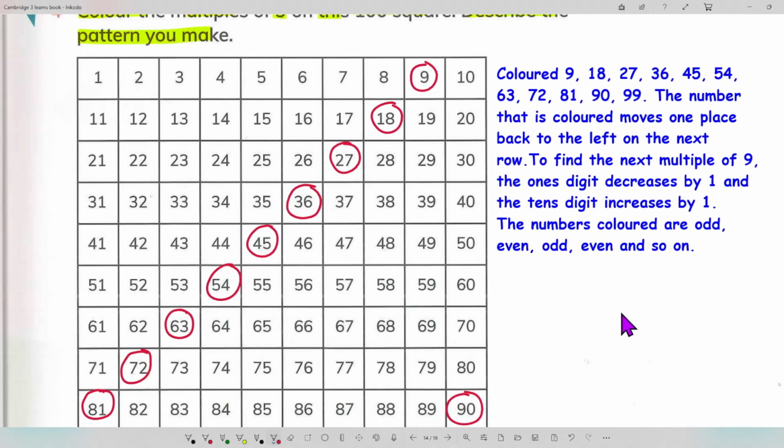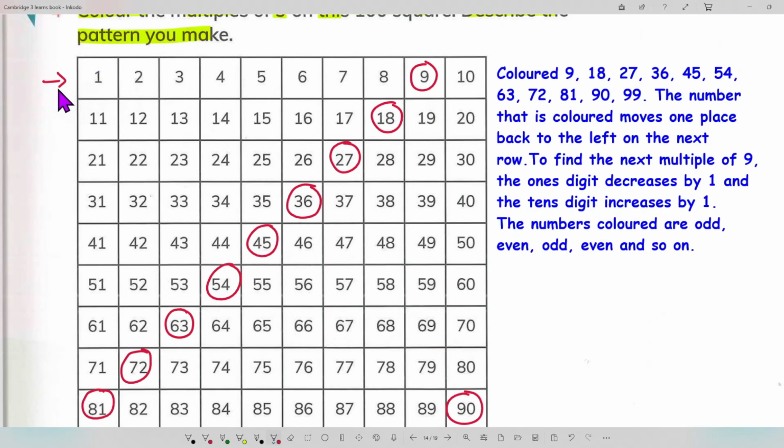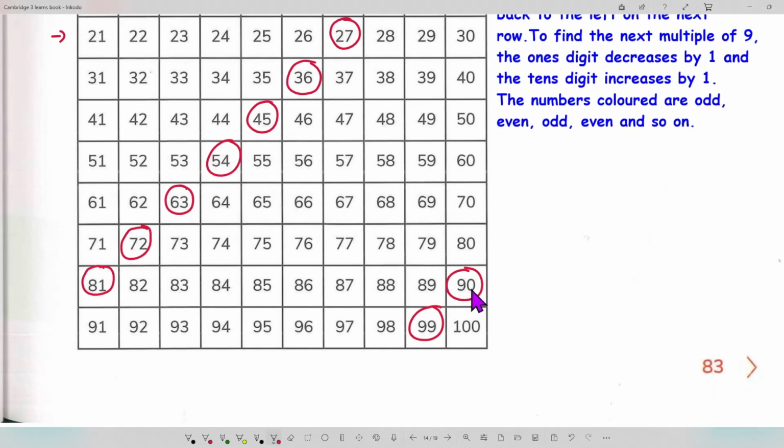Now look, here is a very interesting thing. This is a row, first row, second row, third row. In the first row it is the 9th place, but in the second row it's the 8th place, then 7th place, 6th place, 5th place, 4th place, 3rd place, 2nd place, 1st place. Again it will start from the 10th place, and after 10 times 11, again it will be the 9th place.